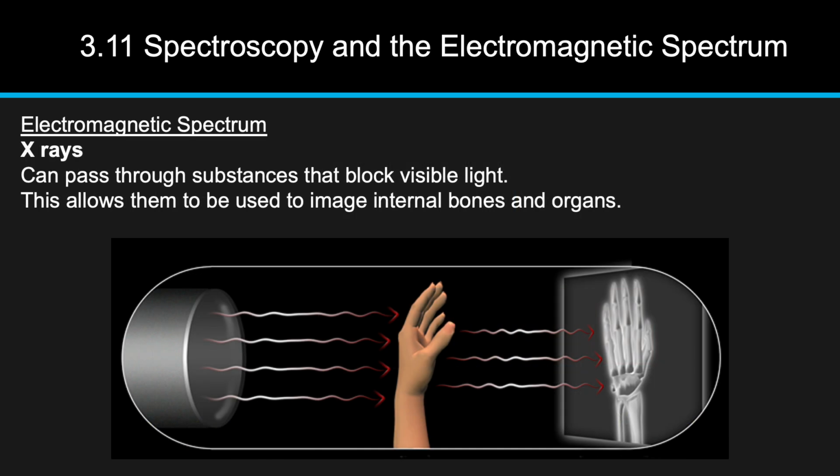Next up, we have X-rays just below gamma rays, and they have a very short wavelength and high energy, which allows them to pass through many substances that visible light cannot. For example, X-rays can go through soft tissues like skin and muscle, but they are absorbed by denser materials like bone and metal.